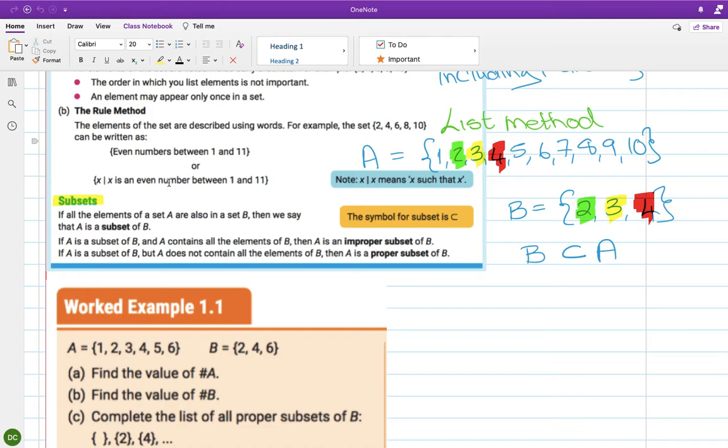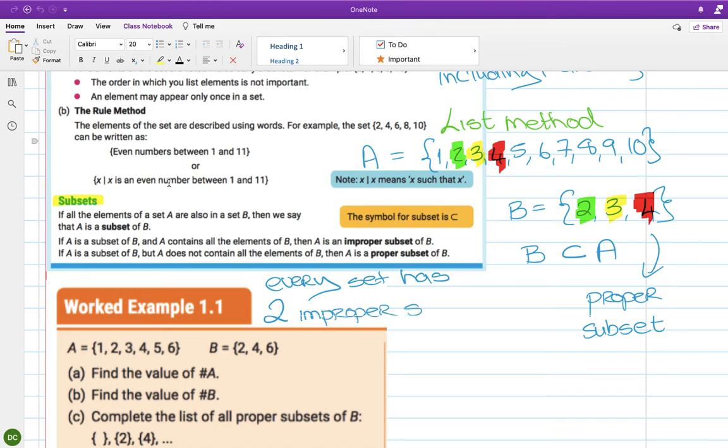You have two types of subsets. Okay? You have proper subsets, which is like that one. Just a proper subset. And every set has two improper subsets. Every set has two. The first one is the set itself, and the second one is the null set.